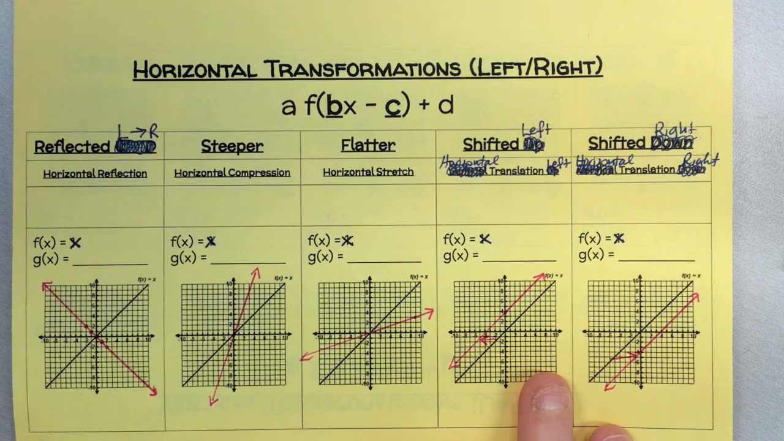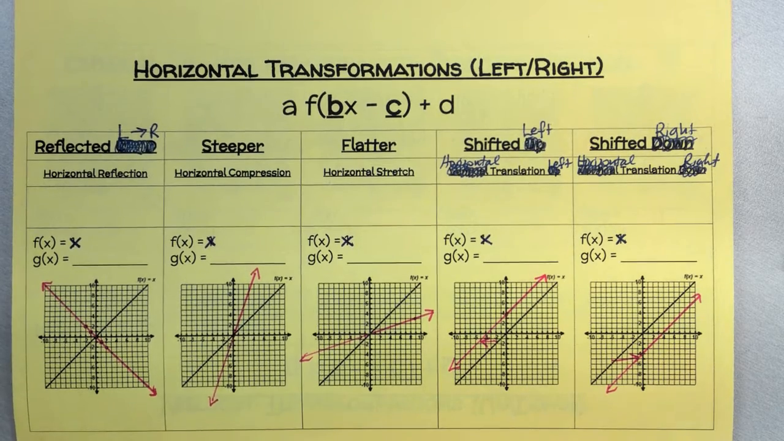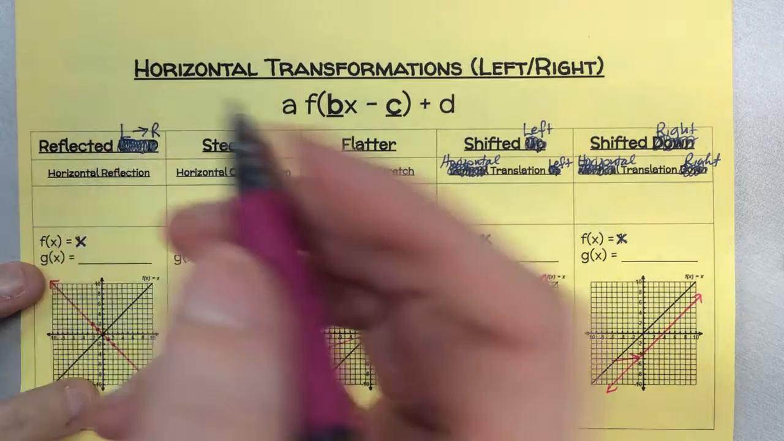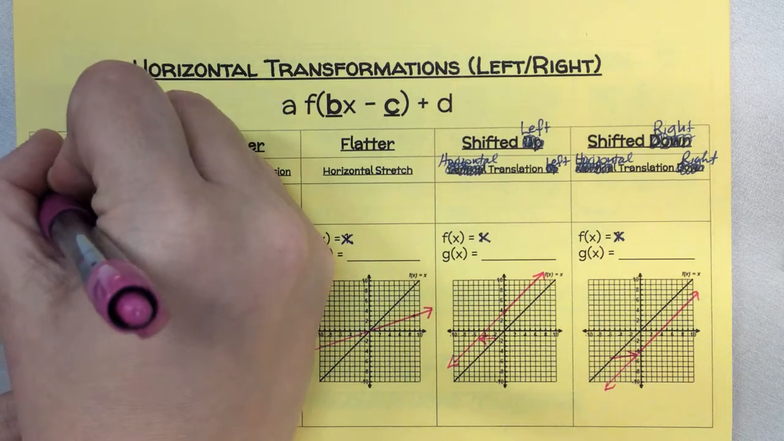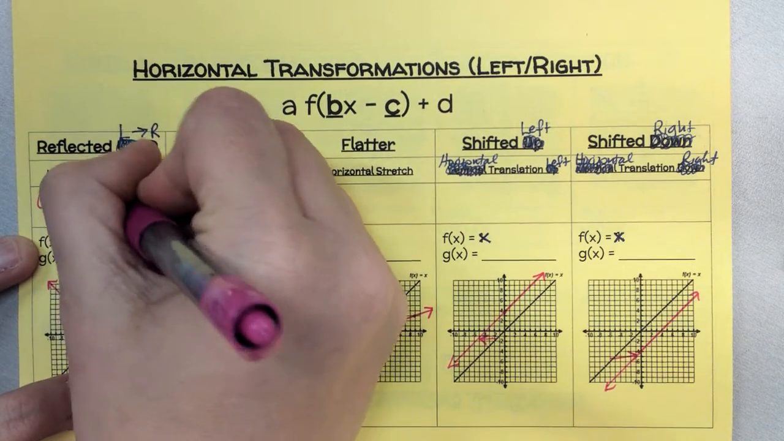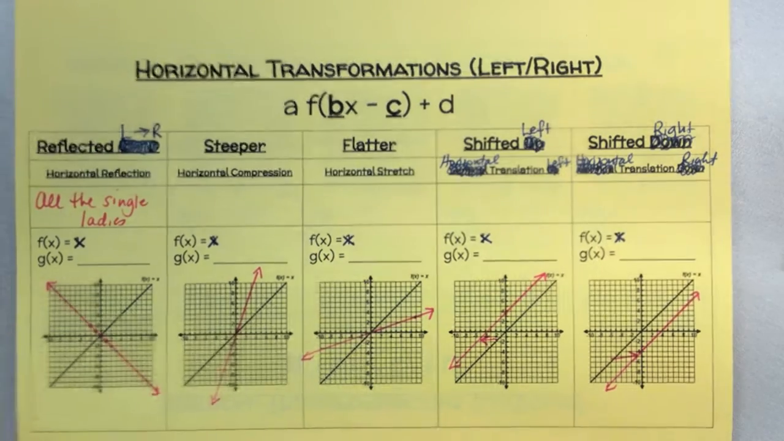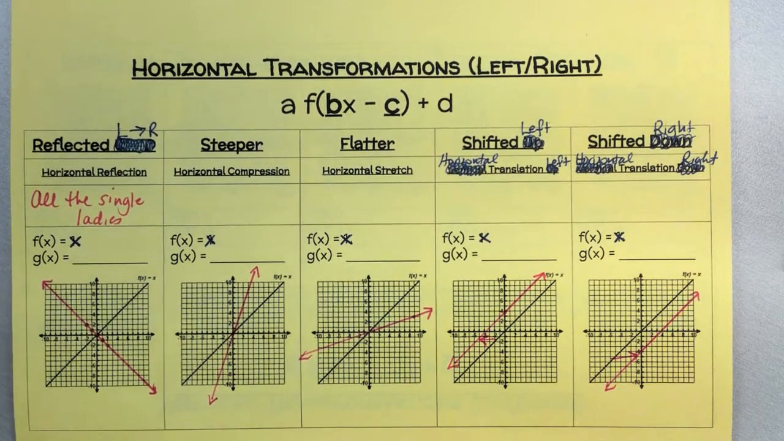Okay, so first of all, yesterday when we talked about horizontal reflections, the only one I have anything cutesy for is this. For horizontal reflections, all the single ladies. And what do all the single ladies do? Because, you know, if you like it, you should have put a ring on it. So they, right? They turn the hand, right?